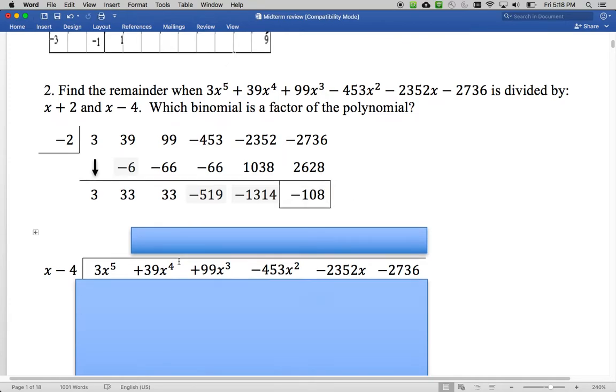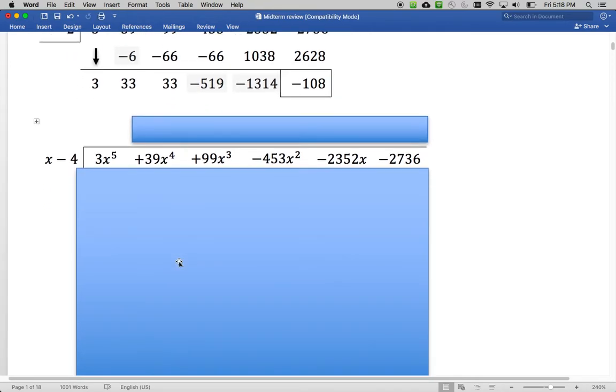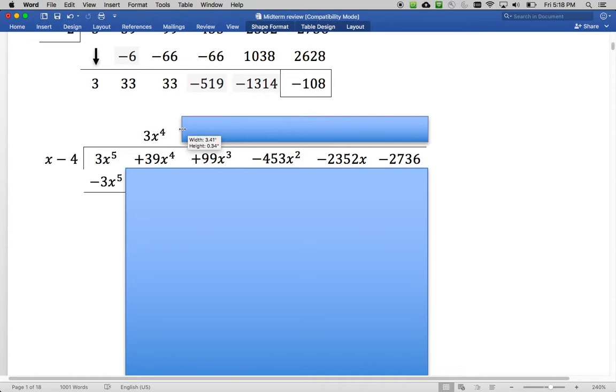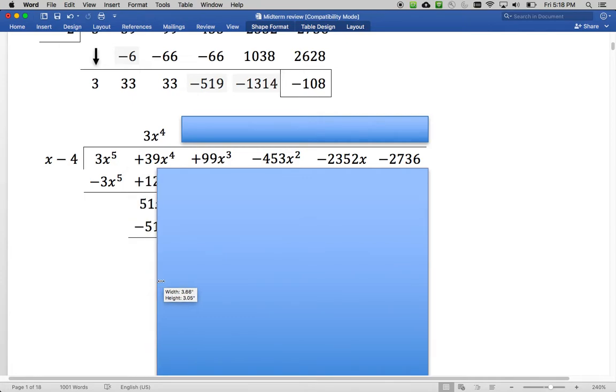Okay, next method that you can do is long division. I did long division with the x minus 4, and with that, you have to ask yourself, what do you need to multiply x by to get 3x to the 5th power, and you have to multiply it by 3x to the 4th power. Okay, 3x to the 4th power times x gives you positive 3x to the 5th power, and then 3x to the 4th times -4 gives you -12x to the 4th power.